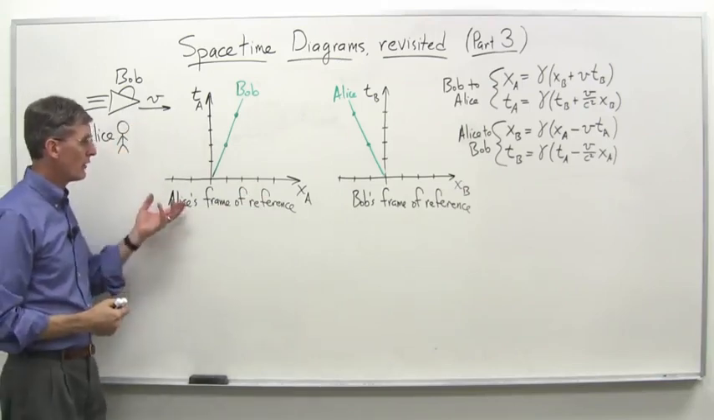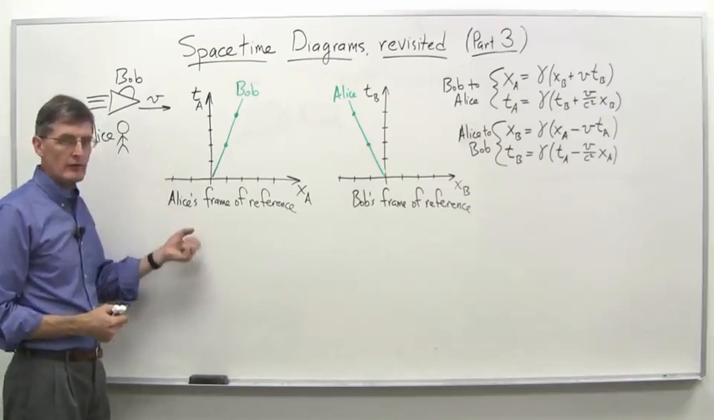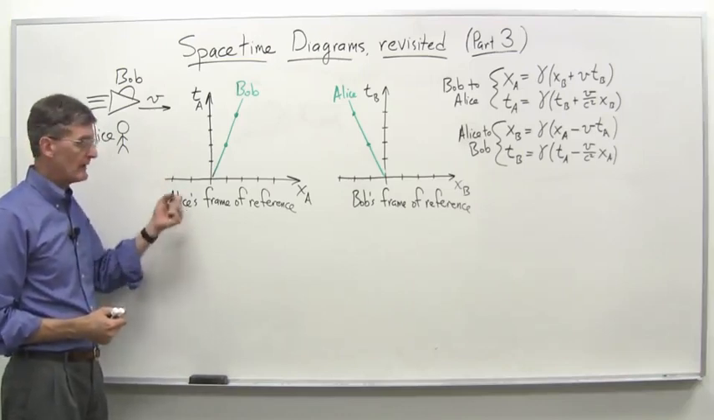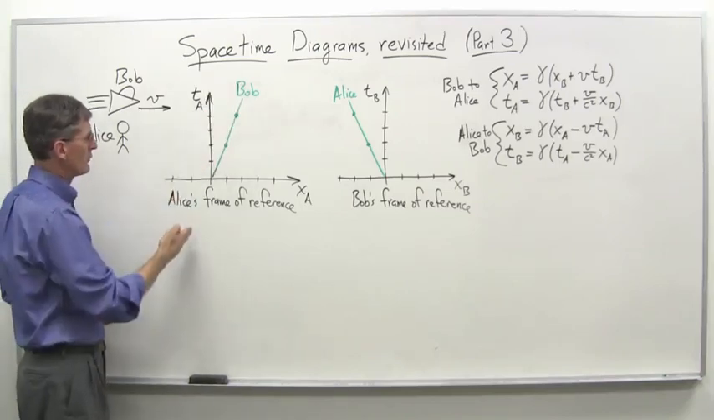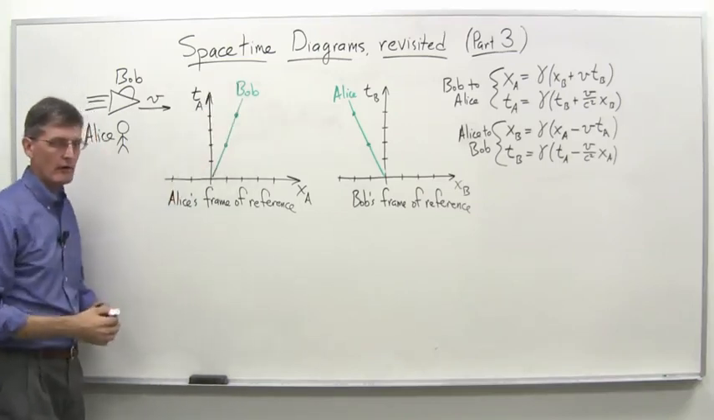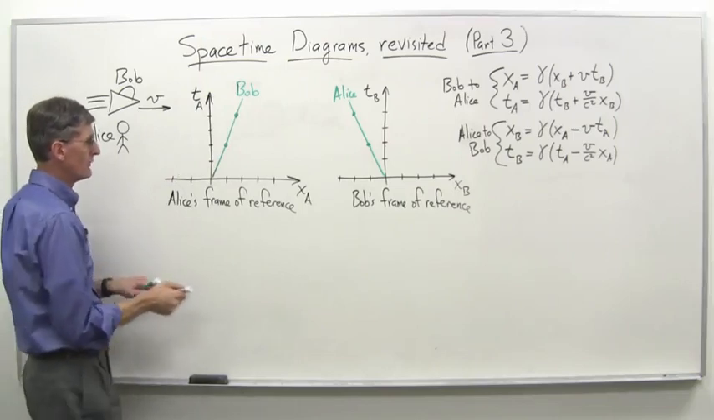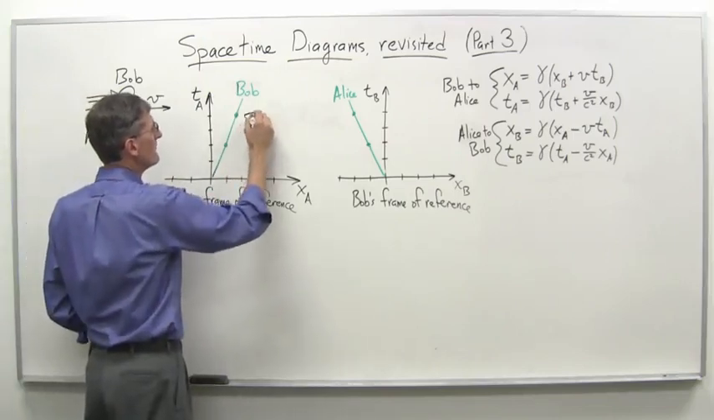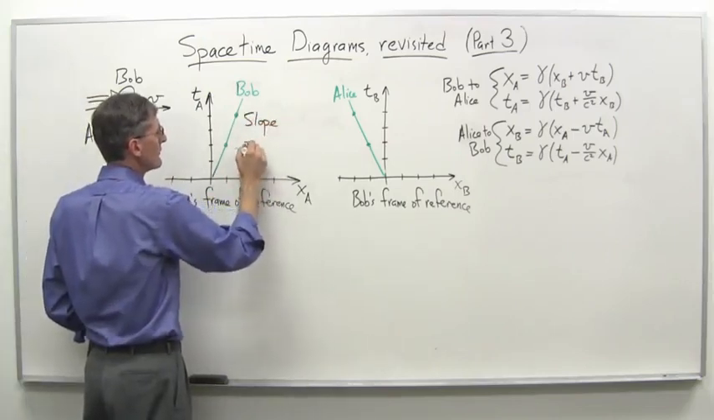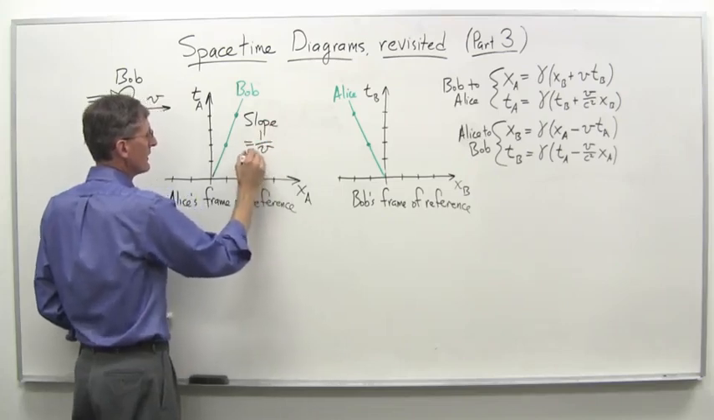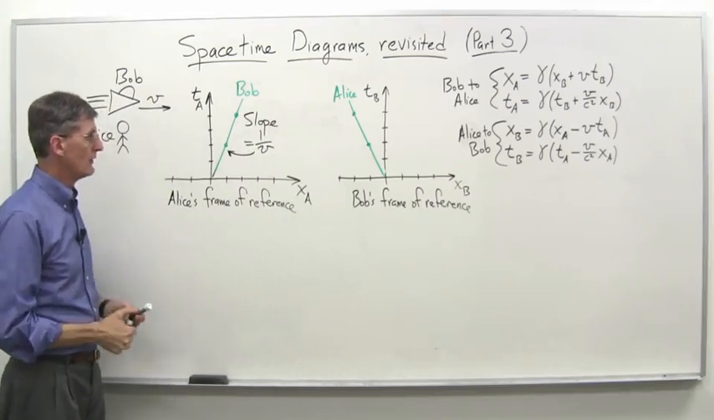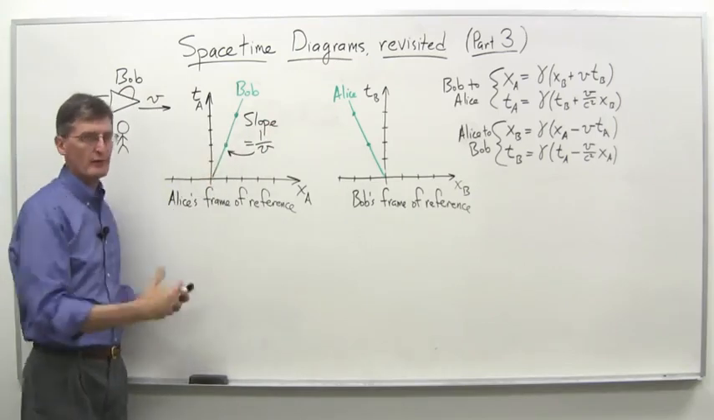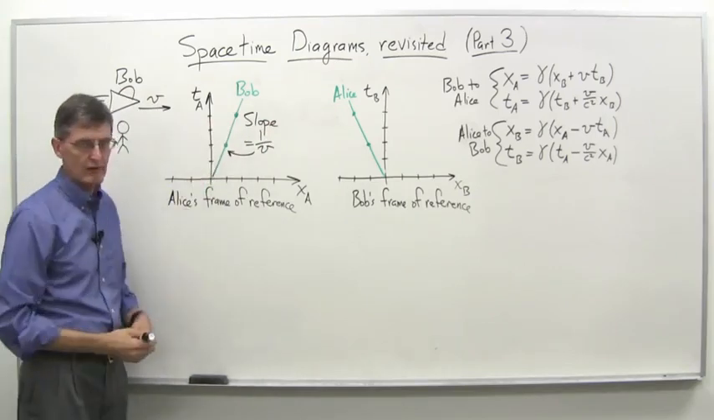If we wanted to plot Bob's world line in Alice's frame of reference, it looks something like this, depending on what the actual velocity was, but the slope here is simply going to be 1 over the velocity, as we reminded ourselves in a previous video clip. These dots here are not important. I was just trying to get a nice plot there.